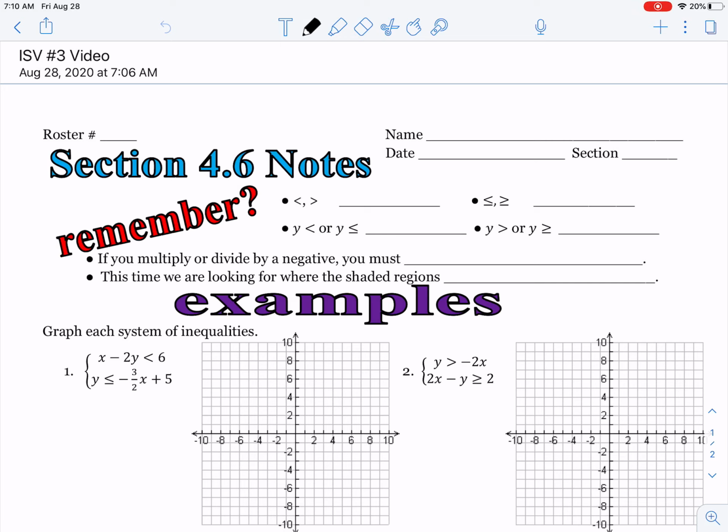Hey guys, so you've started to get the hang of this whole independent study lessons. So we're going to move right into your independent study video number 3. It is section 4.6 in your notebook, page 16.